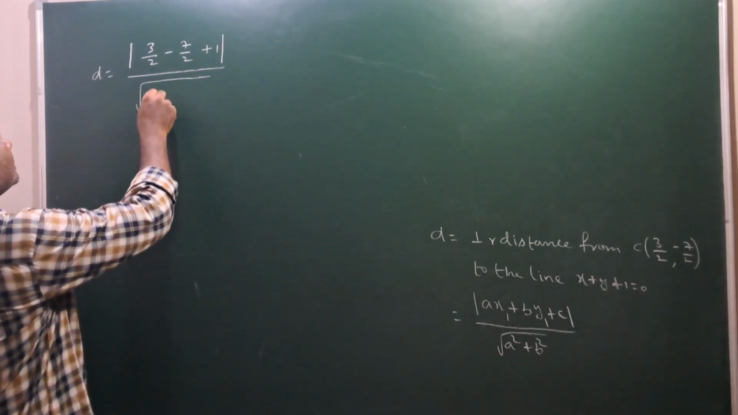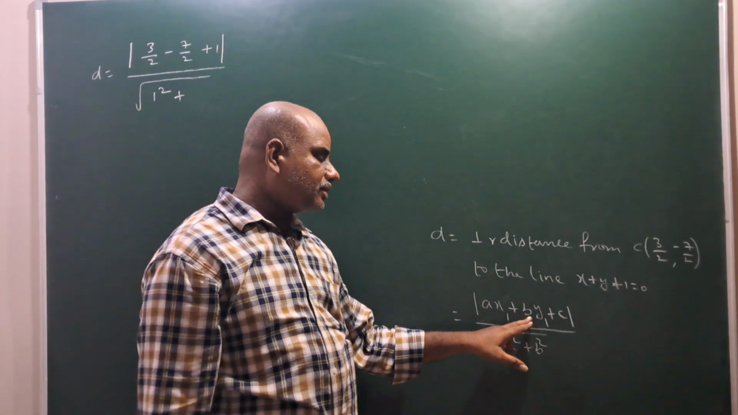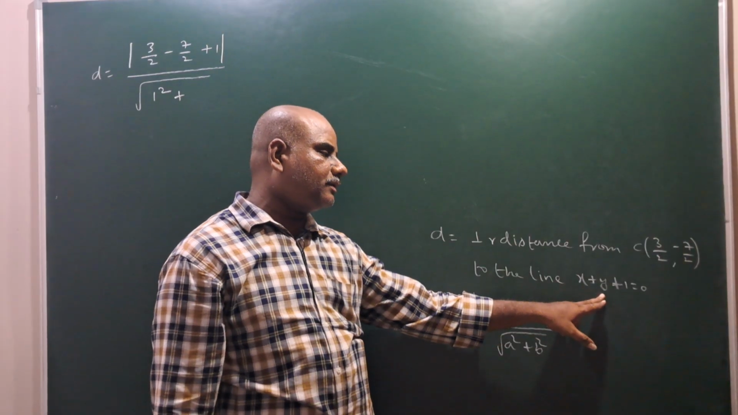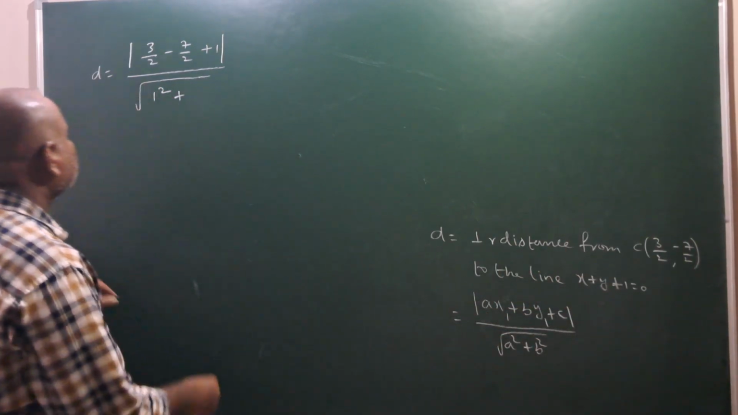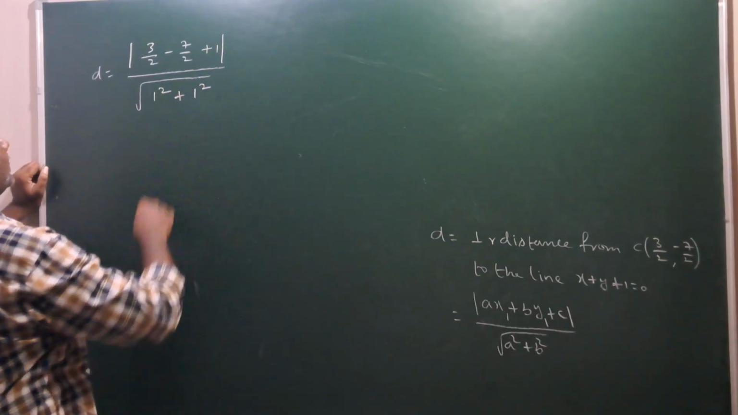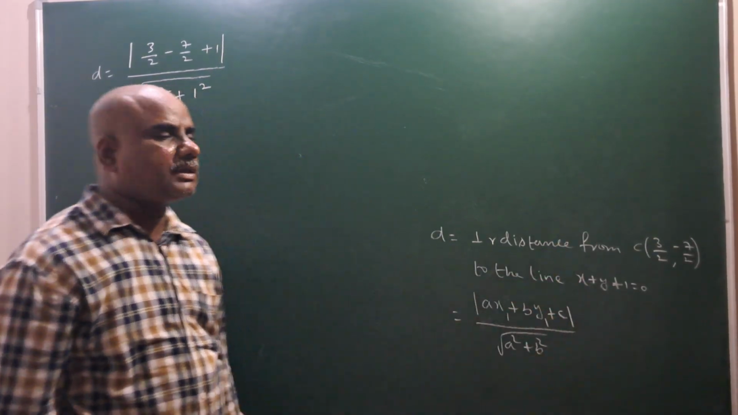So a square means 1 square, plus b, which is nothing but the coefficient of y. What is the coefficient of y here? Here only one y is there, that means the coefficient of y is 1. So b square means 1 square. So a and b are the coefficients of x and y in the given straight line.